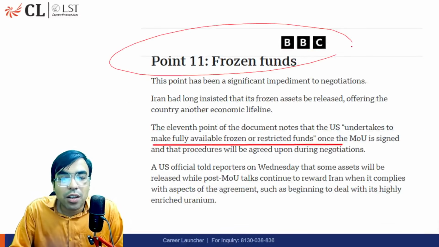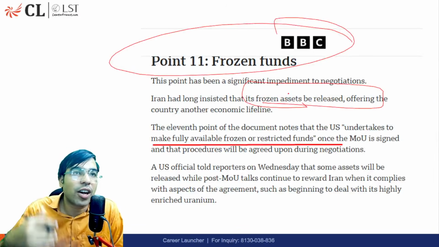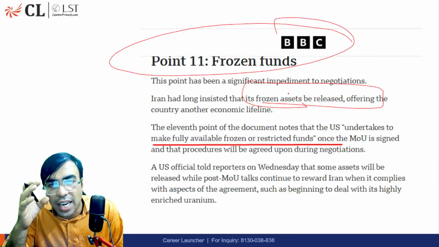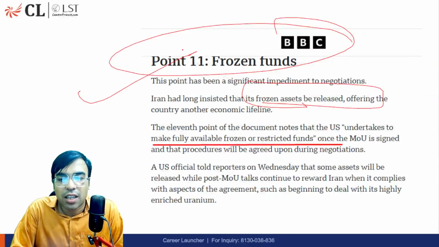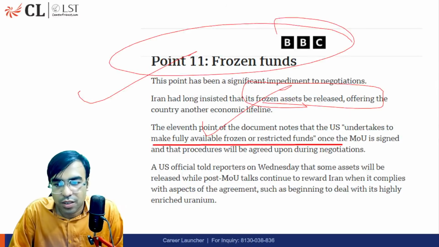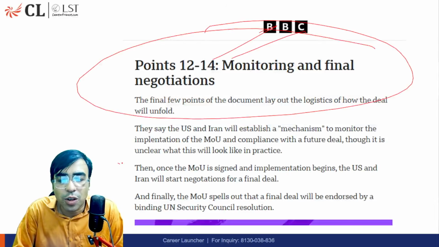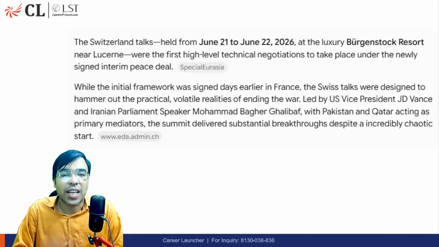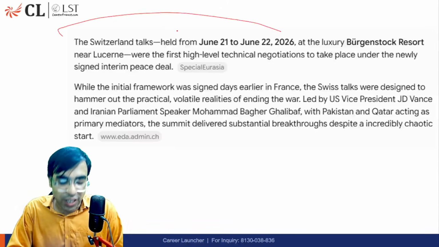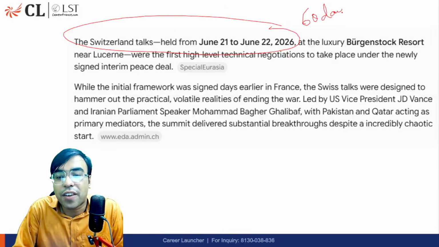Now, 11, frozen funds. A lot of funds of Iran have been frozen. For example, if Iran had put some money in an international bank, that has been frozen in the past. So they said we will defreeze all those assets. The USA has promised this. And monitoring and final negotiations will continue then. So that was the deal that was actually signed in Versailles. And after that, they said, okay, let's start, because in the next 60 days, they have to achieve a final deal.